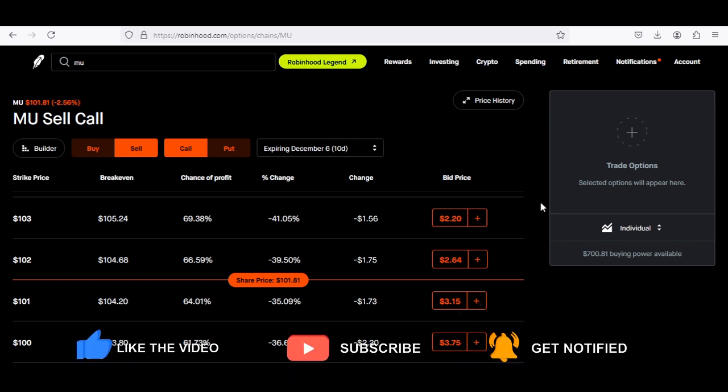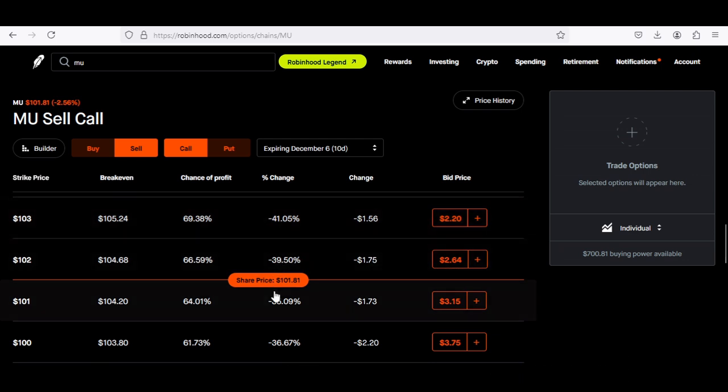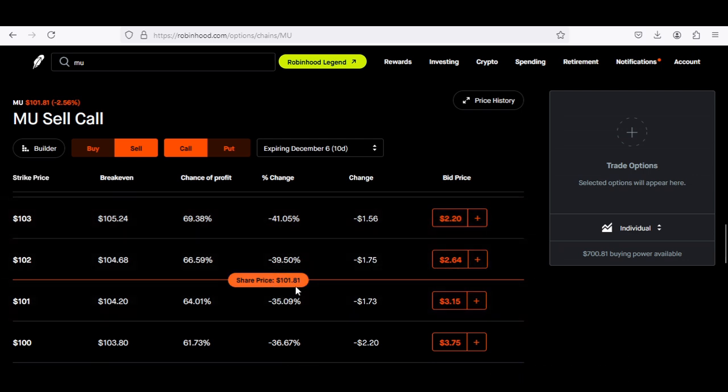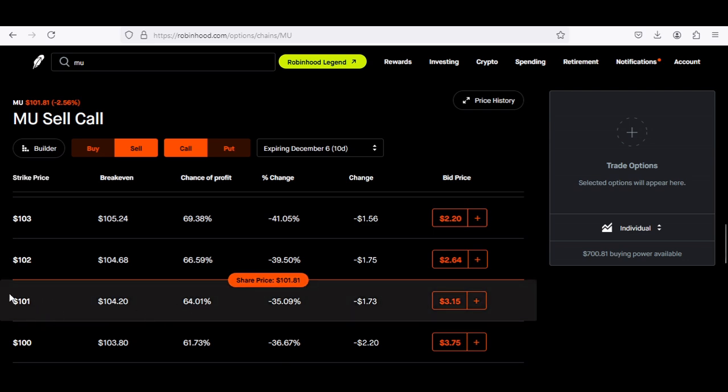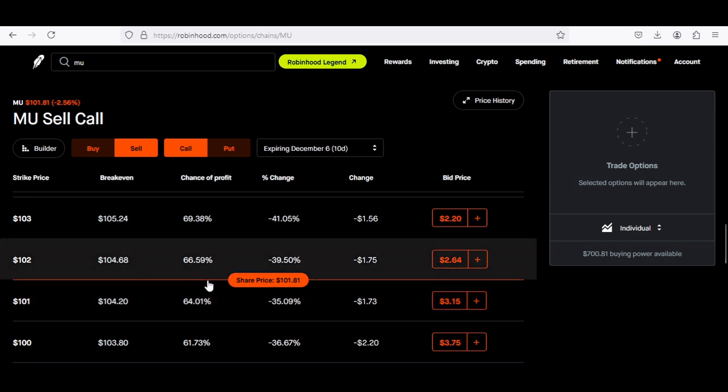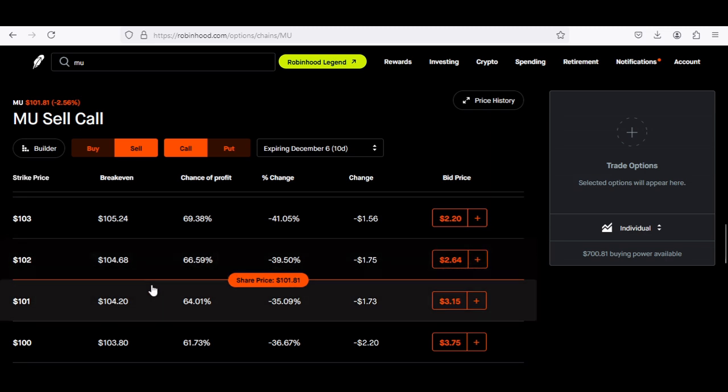As you can see here, MU is trading for 101.81. If you're going to choose a strike price at the money, those strike prices are going to be 101 right here or 102. The reason why they call it at the money is simply because they're the closest strike prices to the current share price. So that's at the money strike prices.